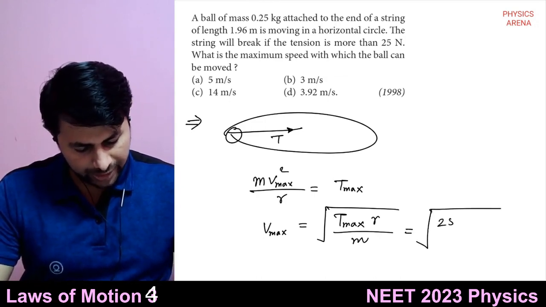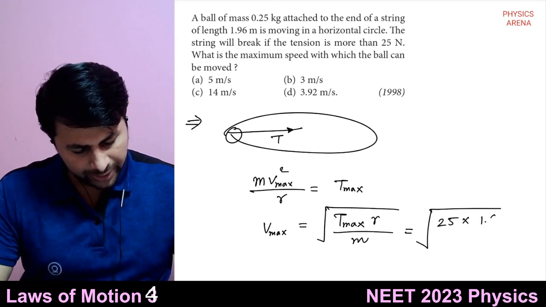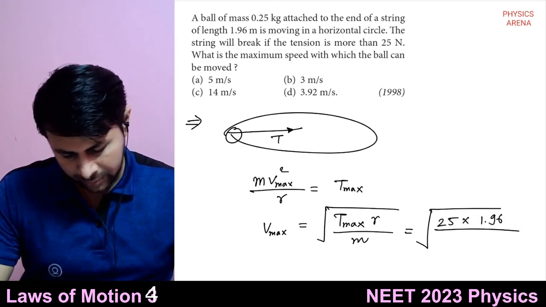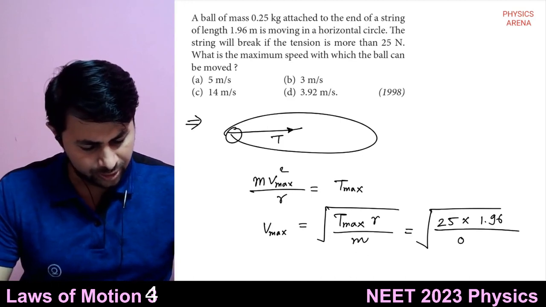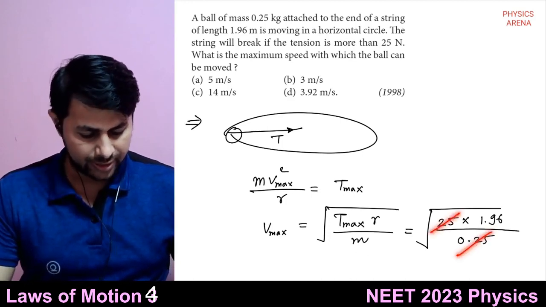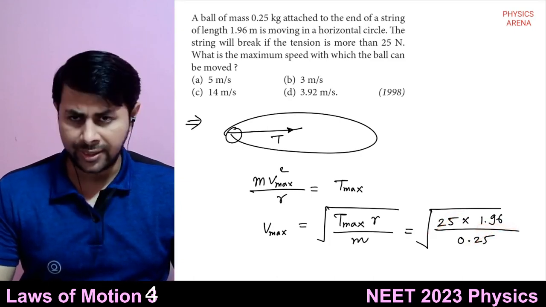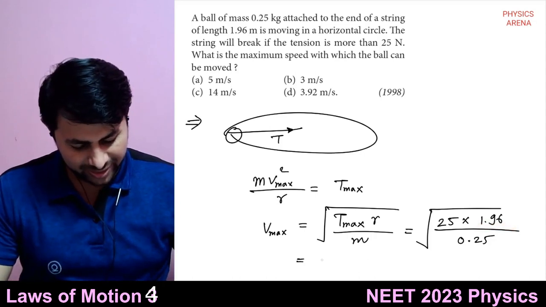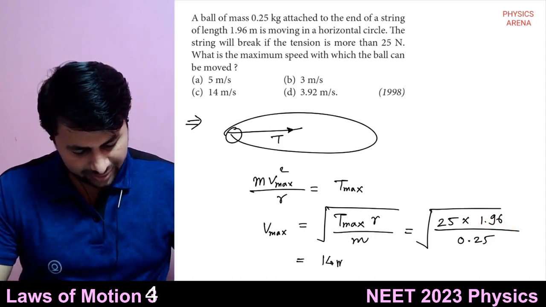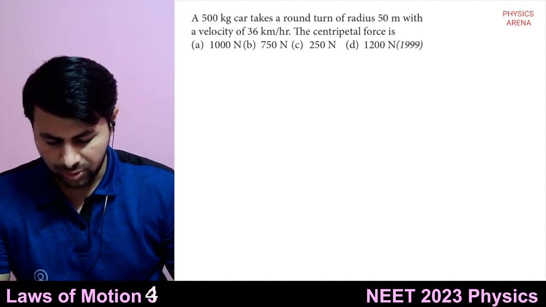So what is maximum tension? 25 multiplied by r, which is 1.96, divided by mass, which is 0.25. So this thing divided by this thing gives you 100 multiplied by 1.96, which is 196, so the square root is 14 meters per second, right? This will be the answer. Let's see the next problem.